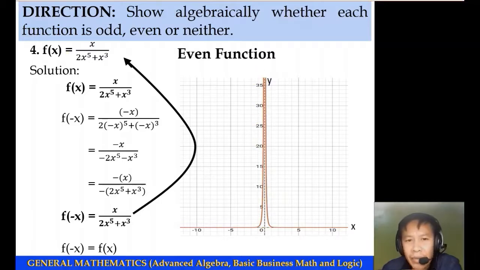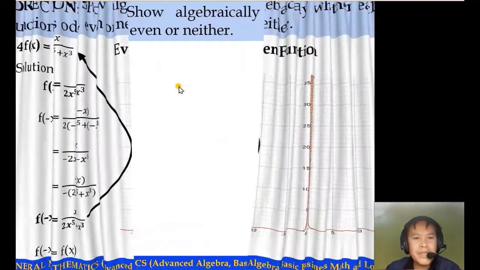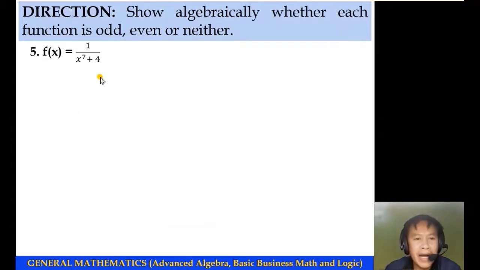y-axis. The technique that we have shown a while ago is only applicable for polynomial functions. For rational functions, it is not applicable. Why? Because all of the exponents here are odd, but this is resulting in an even function. So do not apply the technique in rational functions. Now we will proceed with number 5.